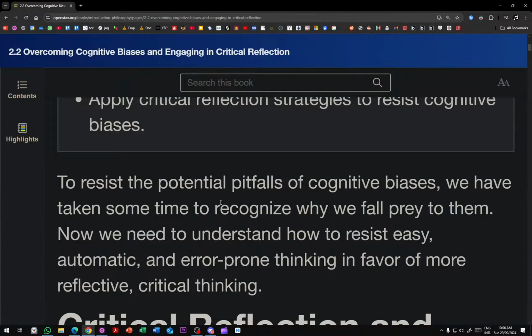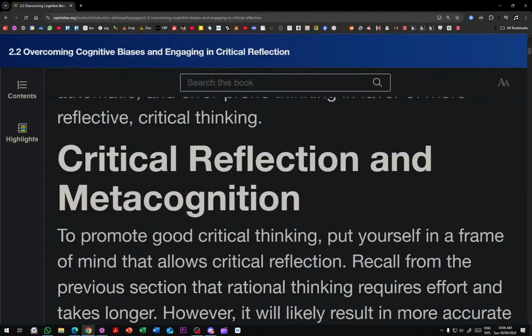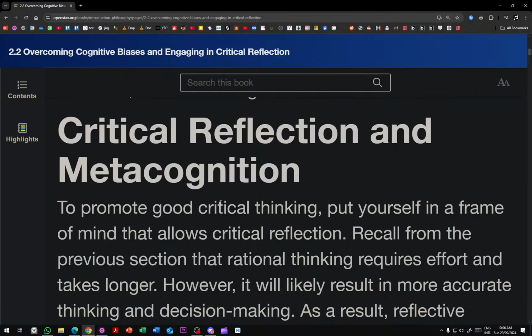To resist the potential pitfalls of cognitive biases, we have taken some time to recognize why we fall prey to them. Now we need to understand how to resist easy, automatic, and error-prone thinking in favor of more reflective critical thinking. Critical reflection and metacognition.